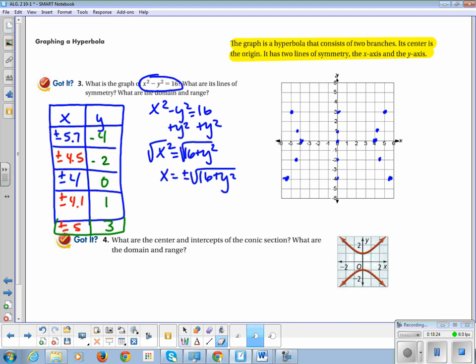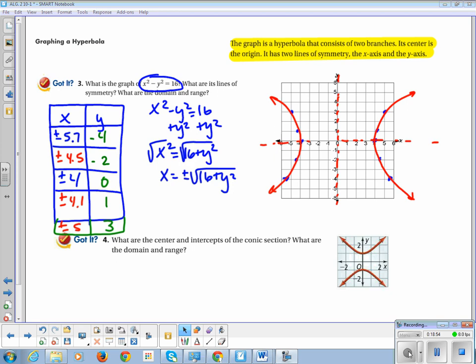So we need to delete these. And let's make our smooth curves. Go. Smooth curves. Nice little mirrors. If you look, the x-axis is a line of symmetry and the y-axis is a line of symmetry. And in fact, to me, it kind of looks like a basketball.